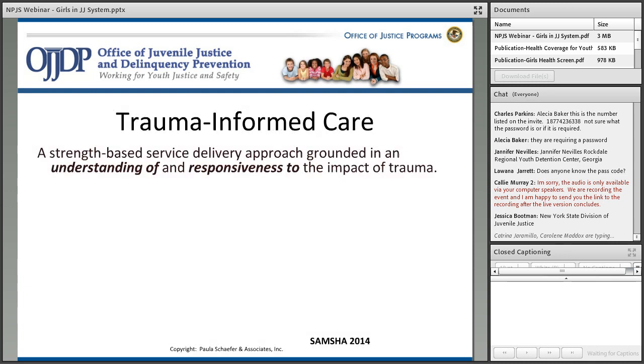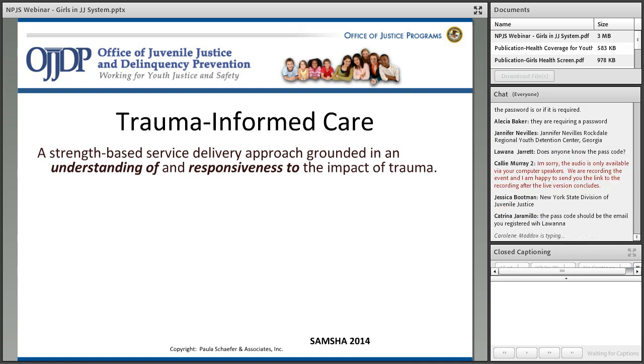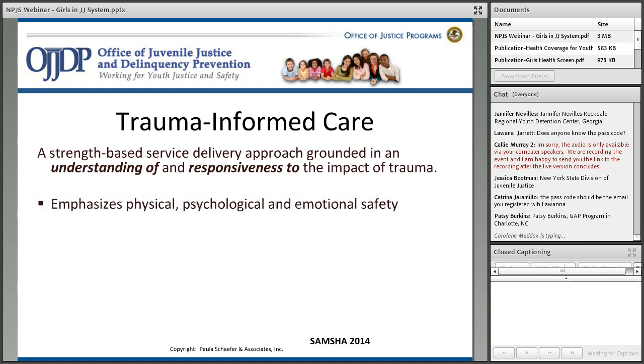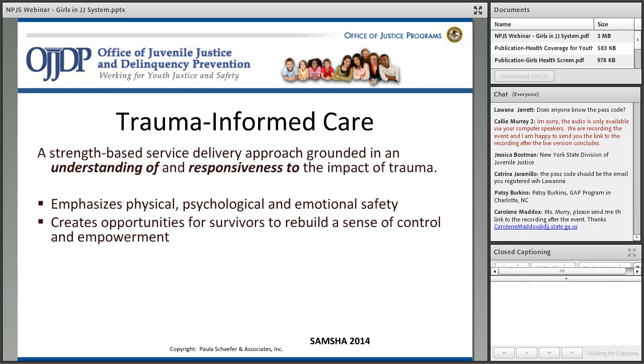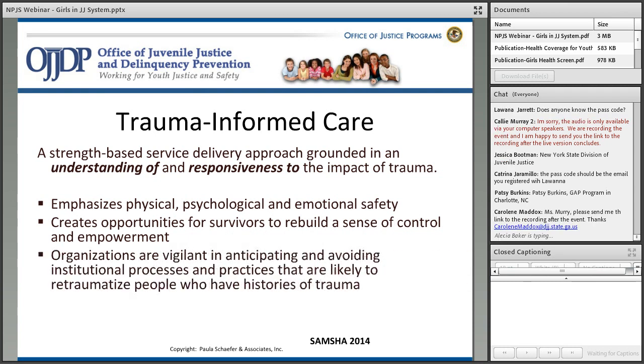So trauma-informed care, according to the Substance Abuse and Mental Health Services Administration, SAMHSA, this is a definition from them: a strengths-based service delivery approach grounded in an understanding of and responsiveness to the impact of trauma. We're talking about physical, emotional, and psychological safety in trauma-informed care. Trauma-informed care creates opportunities for survivors to build or rebuild a sense of control and empowerment.